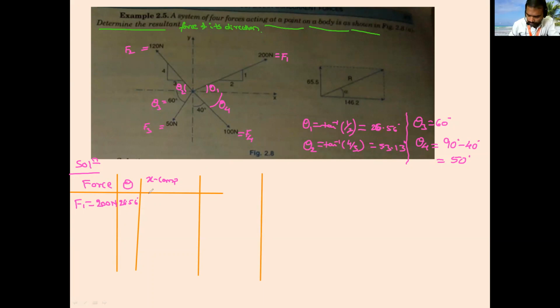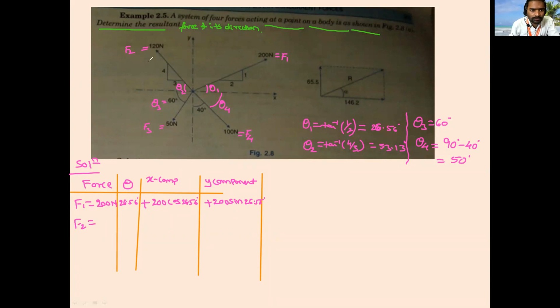Now tell me, what is the x component? 200 Newton, plus or minus? This is in the first quadrant, so it is plus: plus 200 cos 26.56. Then what is the y component? It is moving positive, so plus 200 sin 26.56. Is it clear, everyone? Yes, sir.